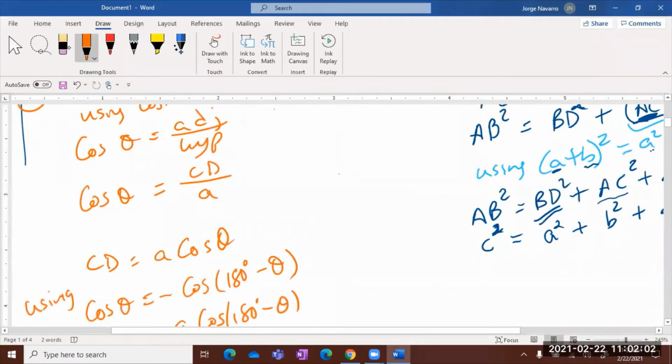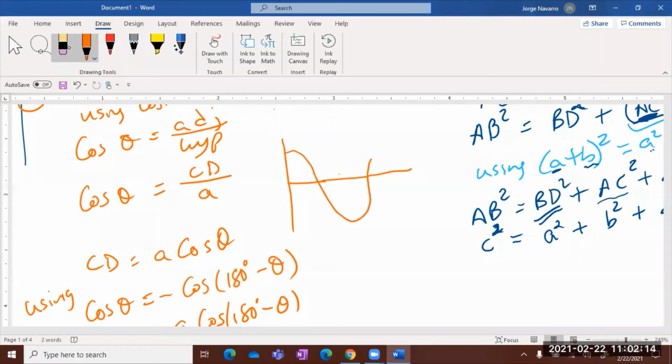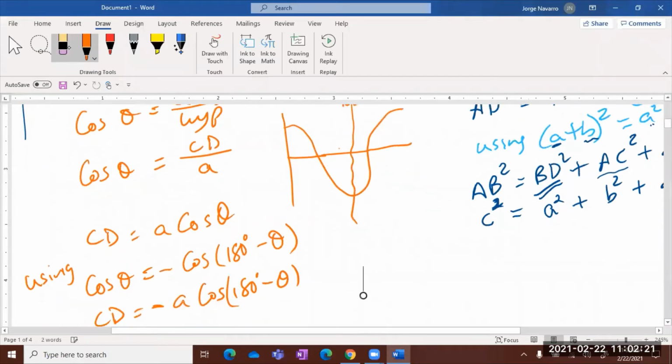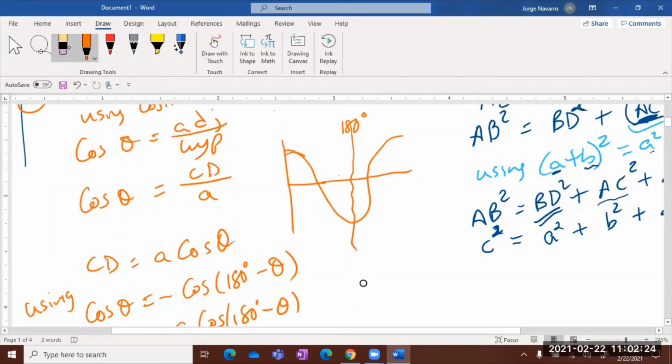a cosine graph looks like this in its entirety. The middle point is 180. But this and this are symmetrical, but where this is positive, this is negative.